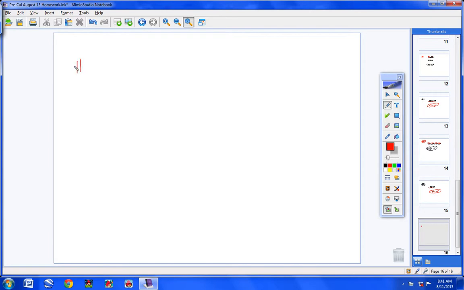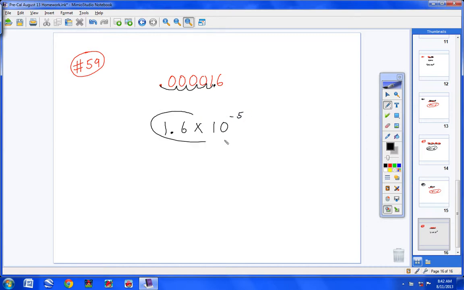All right, number 59. I did not feel like number 59 was worded very well. All they want you to do there is just change, maybe you understood it, they just want you to change that number to scientific notation. So 0.000016. We're going to obviously move the decimal to right here. So that would be 1, 2, 3, 4, 5 places. So 1.6 times 10 to the -5. All right, so there we go.